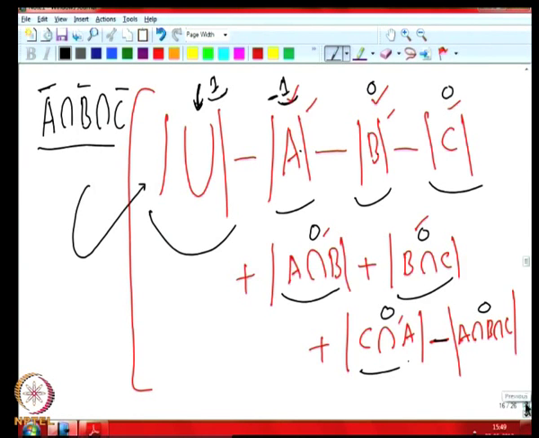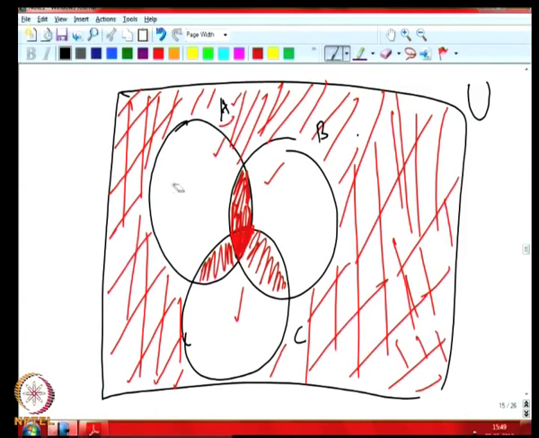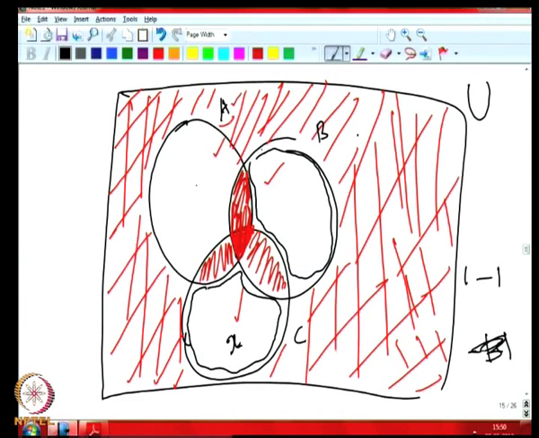A similar argument shows that the members coming from this region, that means only from B, those members which belong to B but do not belong to A or C, and similarly those members coming from this region, namely belonging to C but not to A or B, also contribute only 1 minus 1: 1 to U and minus 1 to the minus cardinality of C term. No other term will contain their contribution. So, therefore, they are proper.